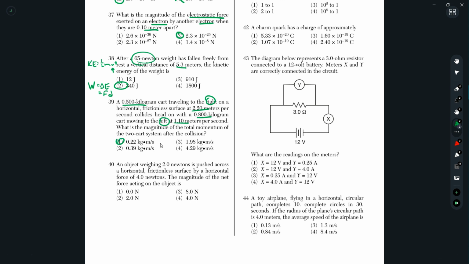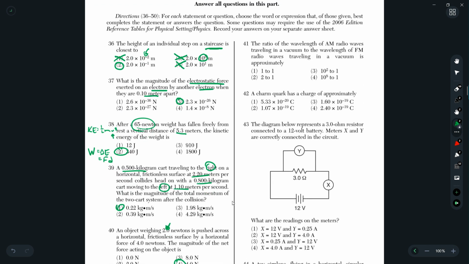An object weighs 2 newtons, pushed across a horizontal frictionless surface by a horizontal force. What is the net force acting on the object? If there's no friction, and this is the weight, which means it's cancelled out by the normal force, then the force acting on the object is 4 newtons, because it's just whatever you're pushing with.